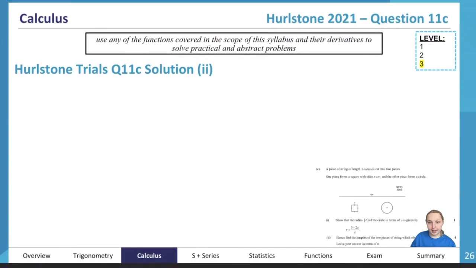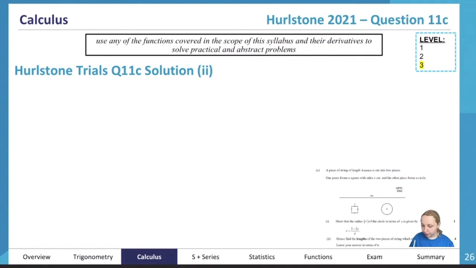Next, looking at the 4-mark part of finding the lengths of the 2 pieces of string that are going to obtain the minimum area, leaving your answer in terms of x. Okay, so first thing that we're going to want to do here is we're trying to find minimum area. So we want to find an equation for total area. In this case, the area of the square is just going to be x times x, so we're going to get x squared. And then the area of a circle is pi r squared.